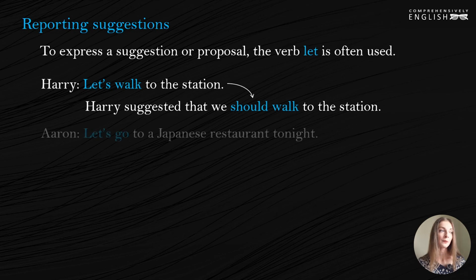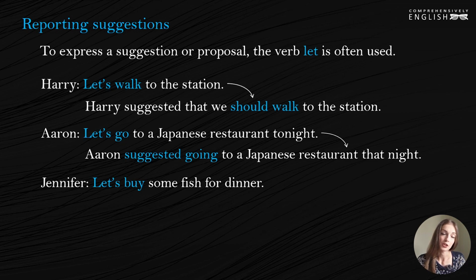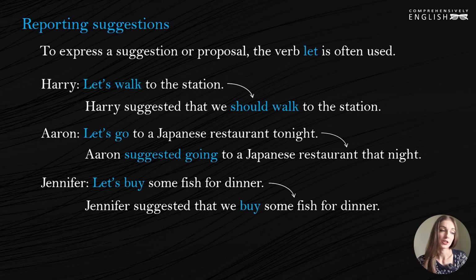A different example: Aaron: "Let's go to a Japanese restaurant tonight." We can use should or we can use a gerund here. Aaron suggested going to a Japanese restaurant that night. Jennifer: "Let's buy some fish for dinner." Jennifer suggested that we buy some fish for dinner. The subordinate clause is in the subjunctive mood. So you actually see three different ways we can report somebody's suggestion.